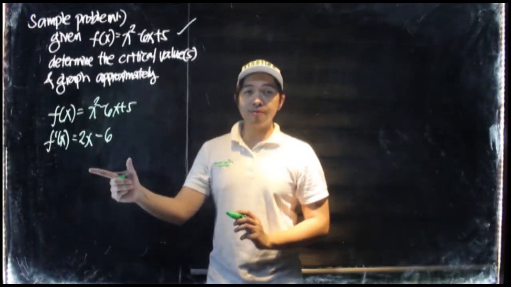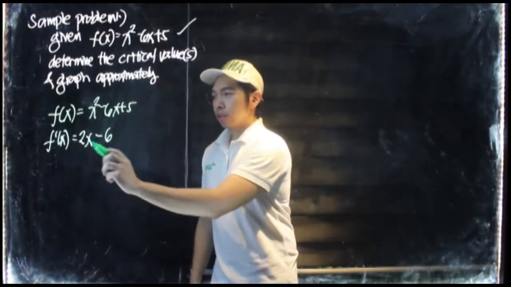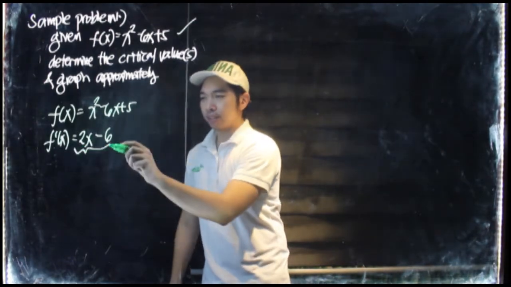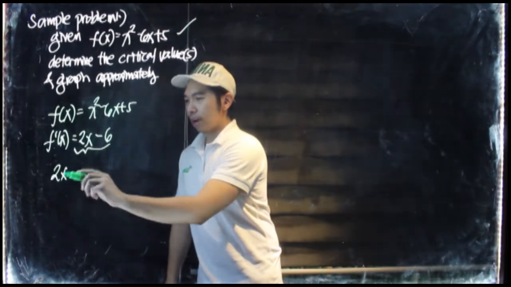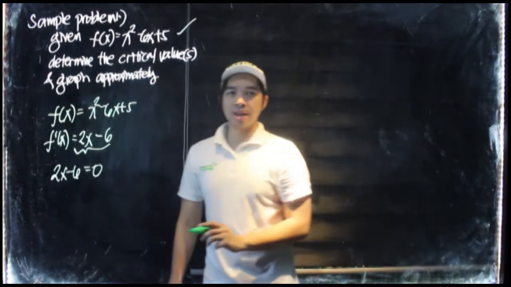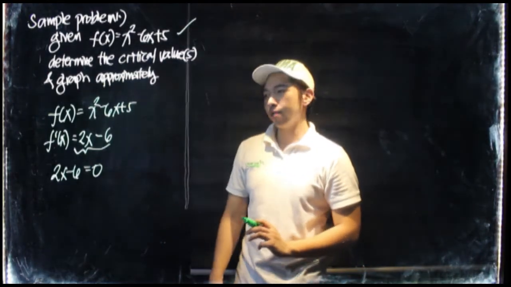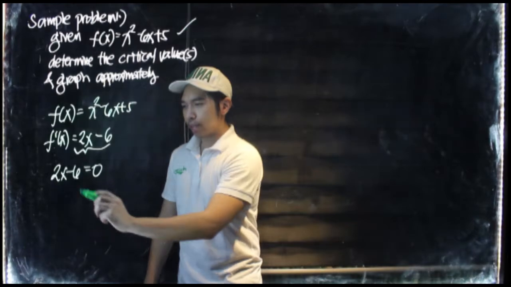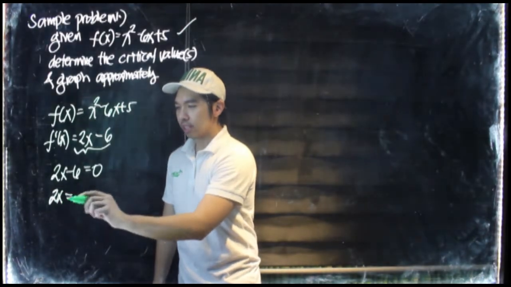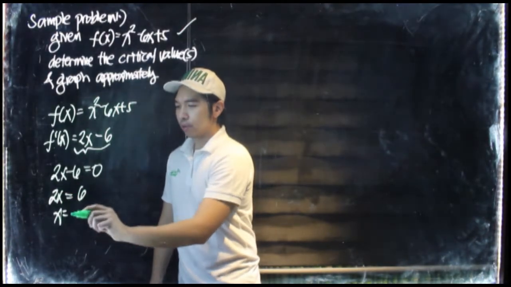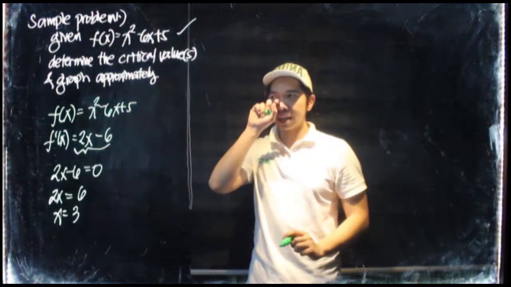To determine the critical values, we need to equate the first derivative to 0, so that 2x minus 6 is equal to 0. Now we can solve for our critical value. Manipulating this equation, we have 2x equal to 6, so x equals 3, and that is our first critical value.